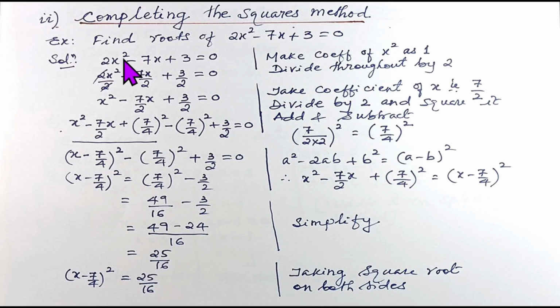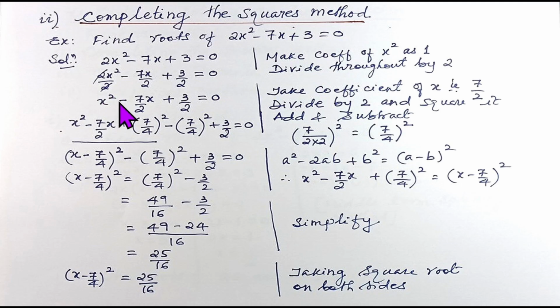So I divide 2x square by 2, 7x by 2, 3 by 2, and then we find 2 gets cancelled, and we get x square minus 7 by 2x plus 3 by 2 equal to 0. Here we have the coefficient of x square as 1, and the coefficient of x is minus 7 by 2. Now take the first two terms here, x square minus 7 by 2x.